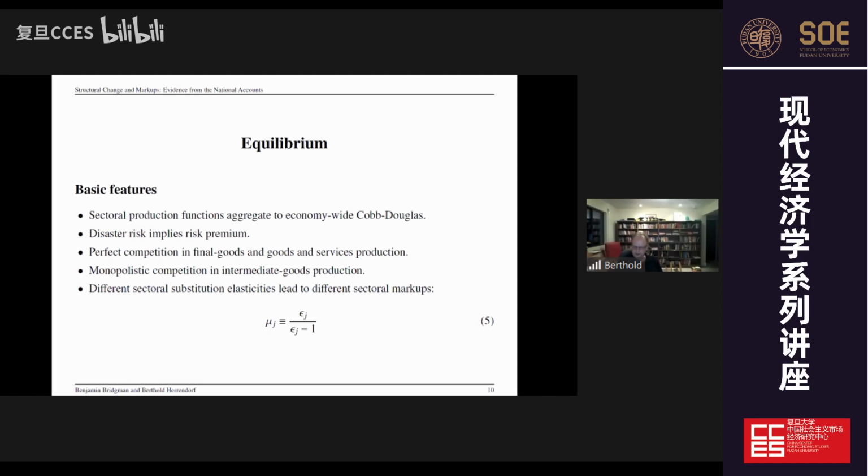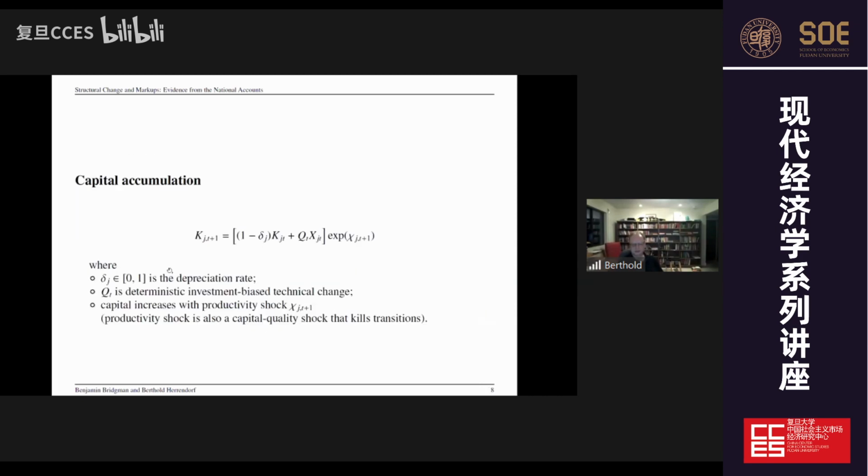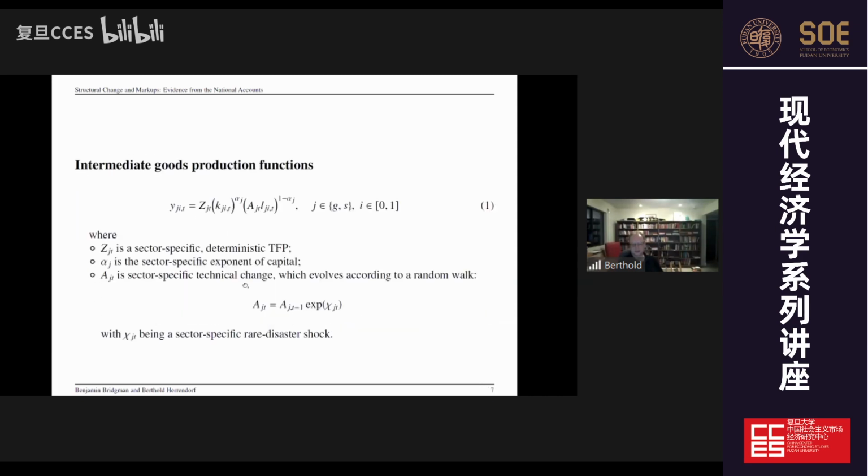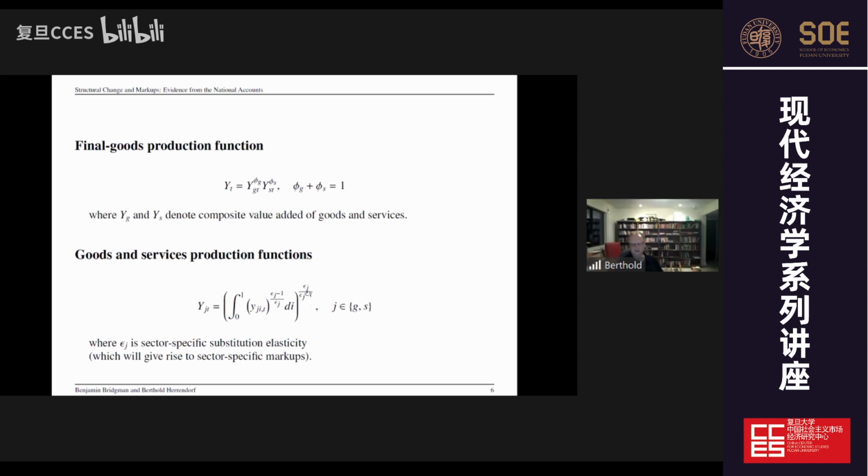There's perfect competition in the final goods and the goods and service production. And there's monopolistic competition in the, actually, I got this kind of wrong. So there's perfect competition in final goods and in the intermediate goods production. And there's monopolistic competition in the production of each, the total value added in goods and services. Okay. Nothing too exciting there.